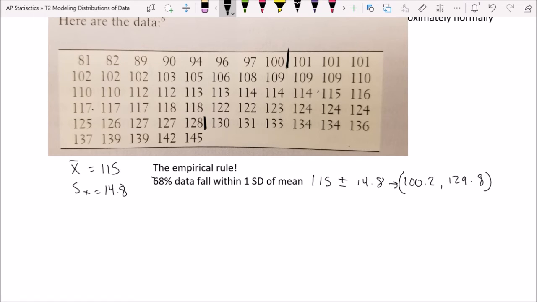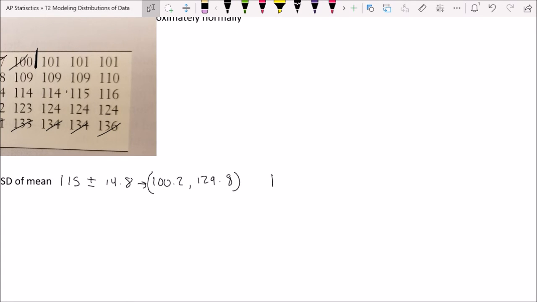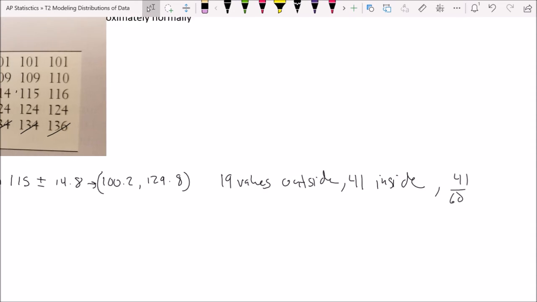It looks to me like more of the data values fall outside of that range, so that's what I'm going to count. The way I'm going to do it right now is I'm just going to go 1, 2, 3, 4, 5, 6, 7, 8, 9, 10, 11, 12, 13, 14, 15, 16, 17, 18, 19. All right, and I'm going to record that over here. So 19 values outside this range, which means that the rest, and there were 60, so that's 41 inside the range, and that's 41 out of the total of 60, and 41 divided by 60 is 68.3%.